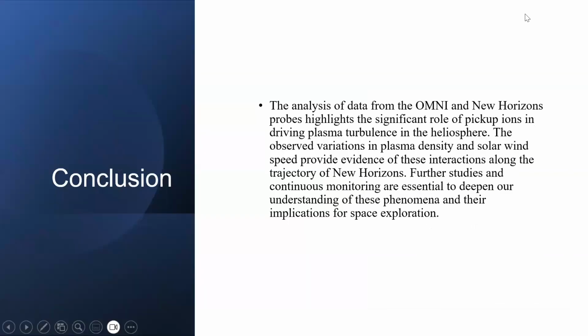All right. And my conclusion: the analysis of data from the Omni and New Horizons probes highlights the significant role of pickup ions in driving plasma turbulence in the heliosphere. The observed variations in plasma density and solar wind speed provide evidence of these interactions along the trajectory of New Horizons. Further studies and continuous monitoring are essential to deepen our understanding of these phenomena and their implications for space exploration.